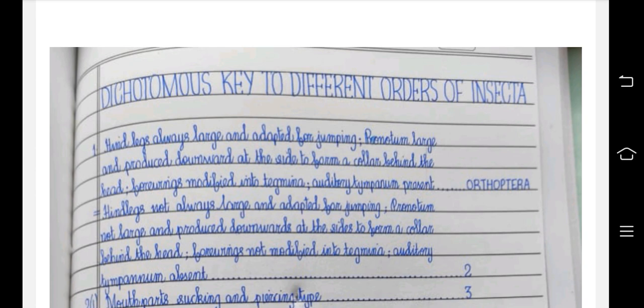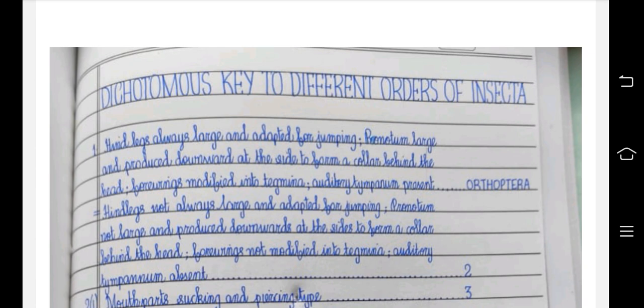Dichotomous key to different orders of Insecta. Hind limbs always large and adapted for jumping. Pronotum large and produced downward at the sides to form a collar behind the head. Forewings modified into tegmina. Auditory tympanum present. Orthoptera.